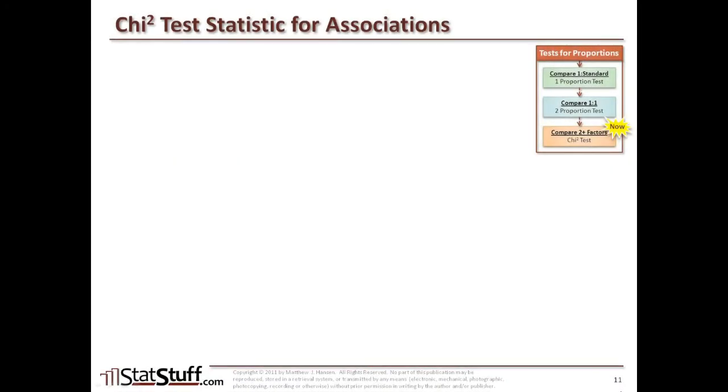Now let's explore the other type of Chi² test, which is for associations. All right, now we're going to be looking at the Chi² test statistic that is for associations, which is a little bit different than the goodness of fit test that we just looked at. So how does this Chi² test statistic work for associations?